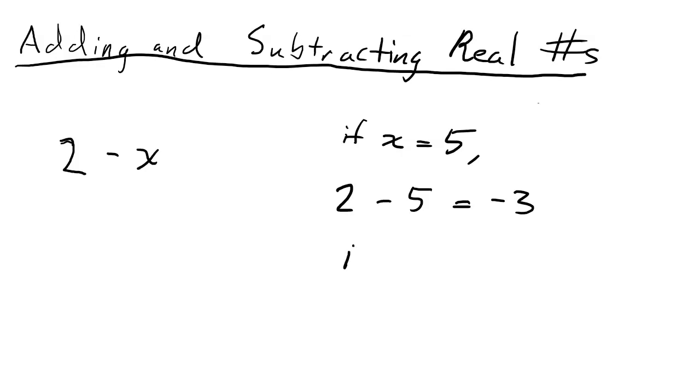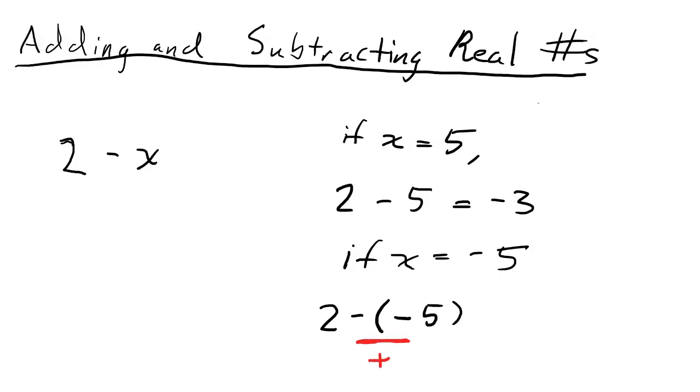But if x is equal to -5, when we do 2 minus x, we have to be careful about these parentheses. So we need to add parentheses around x, so that way we can see that this negative sign and negative sign right here become a positive sign. So this is going to wind up being 2 plus 5, which is equal to 7.